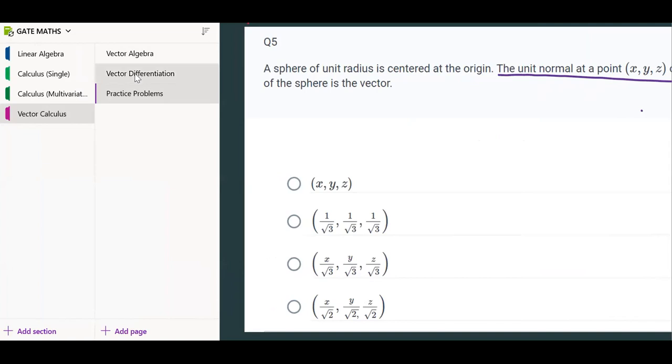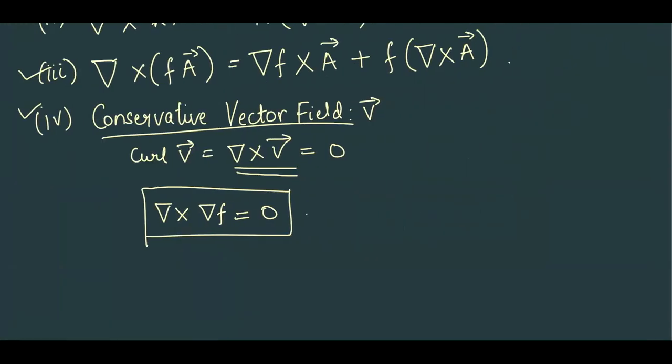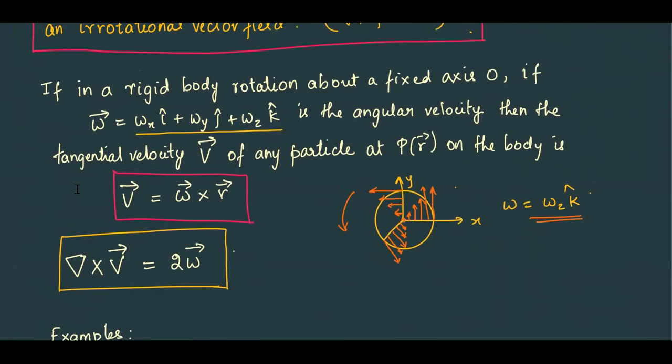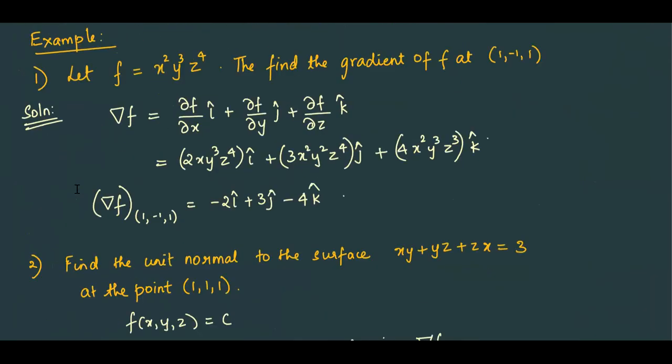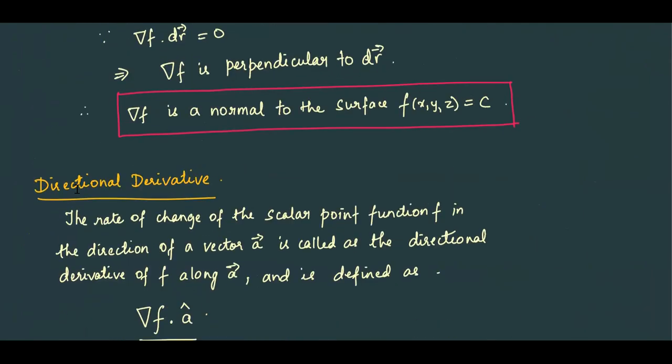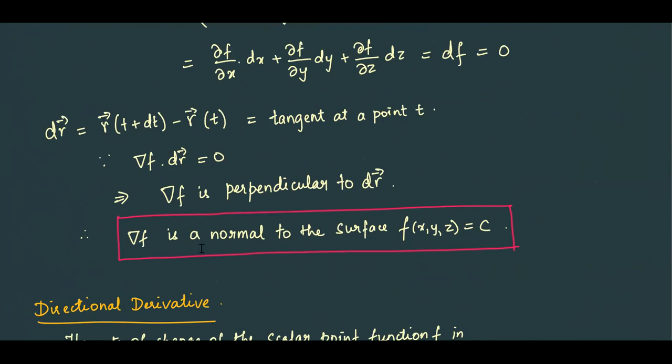So just look at this, what we discussed earlier. I did a review also. And when I was discussing the review, I said this is very, very important. The concept of gradient. I said grad f is normal to the surface, the level surface f of x comma y comma z equal to c. All right. This part we discussed.